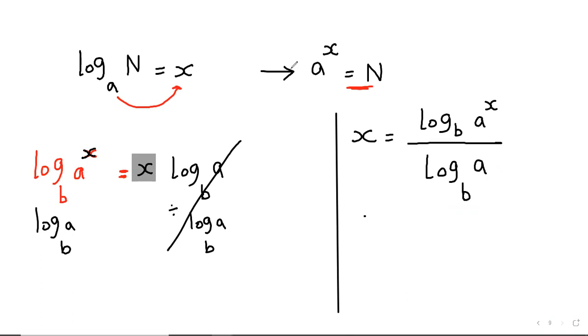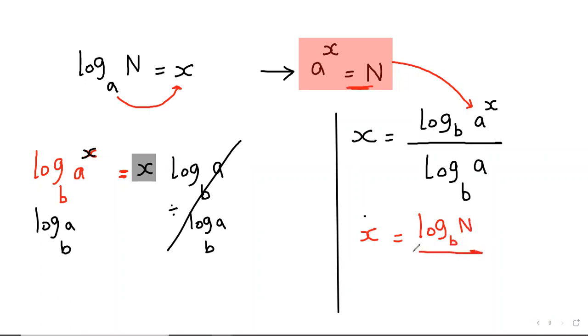And we have the value of a to the power of x here. What is the value of a to the power of x? The value of a to the power of x is n. So we are going to pass it here. So x equals log n in the base b over log a in the base b. And what is x? x is log n in the base a. We can substitute the value of x.